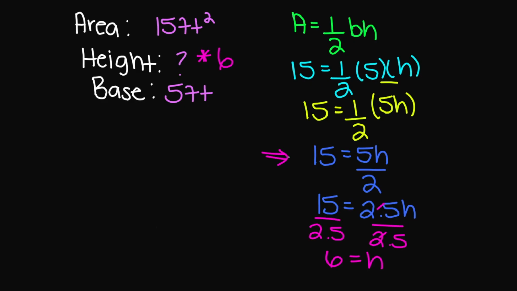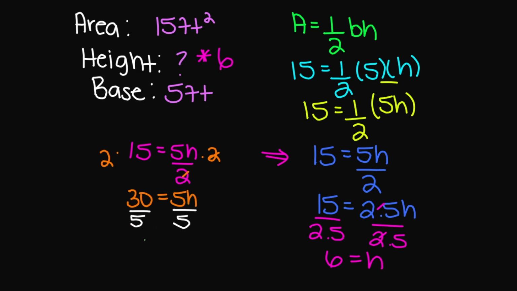So let's say when you are at this step here, and let's say you went the other way. So let's try. I'm going to multiply both sides by my 2. 2 times 15 is going to be 30. And then your 2s here are going to cancel out, and you'll be left with 5h. And if you divide both sides by your 5, you are also going to get 6 equals h, which is your height here. Okay, remember, you do get the same answer depending on which way you decide to go.